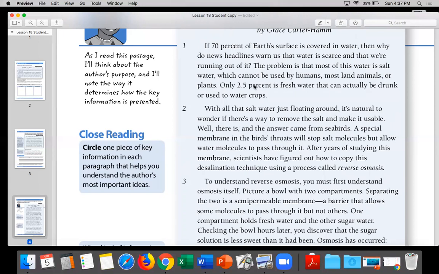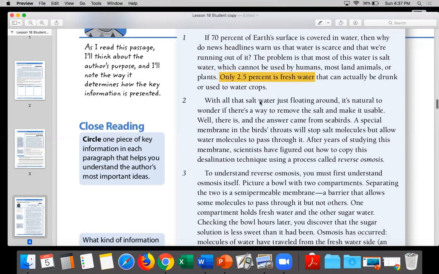All right, I'm going to go ahead and do this. I'm going to highlight it if you want to check your answers or if you want to do that with me, either way works. Okay, in paragraph 1, only 2.5% is fresh water. Y'all, that's a pretty big deal. Out of our whole earth, on the whole world, only 2.5% of water is fresh water. That's crazy. Which is the only water that can be drunk or used to water crops naturally.